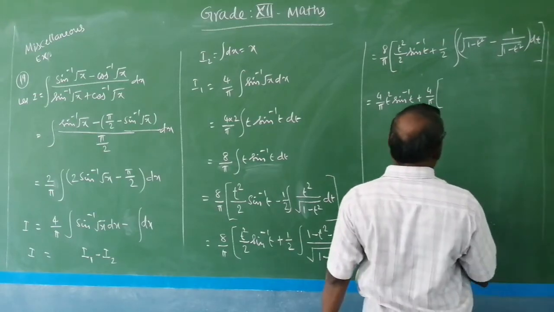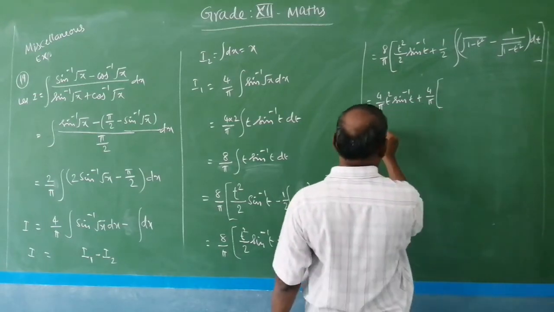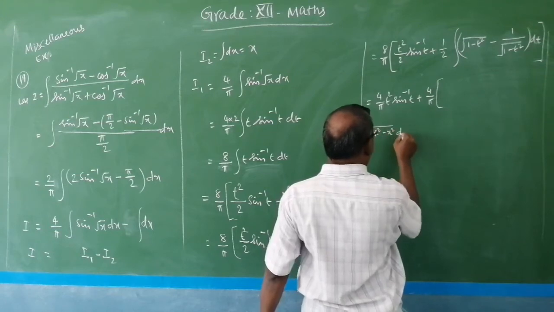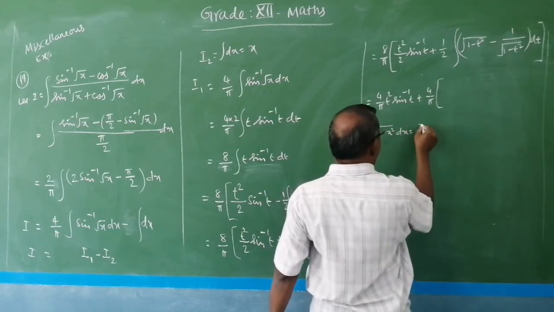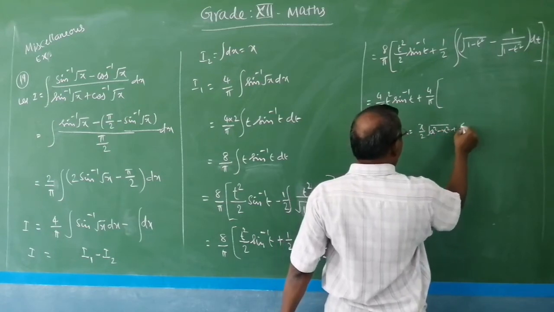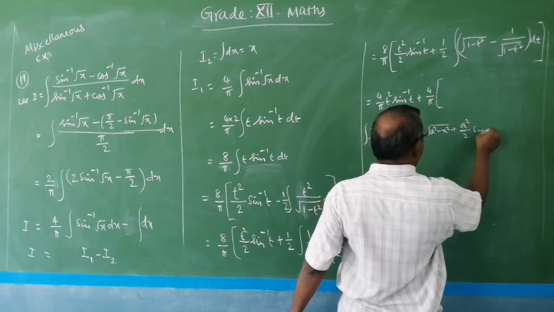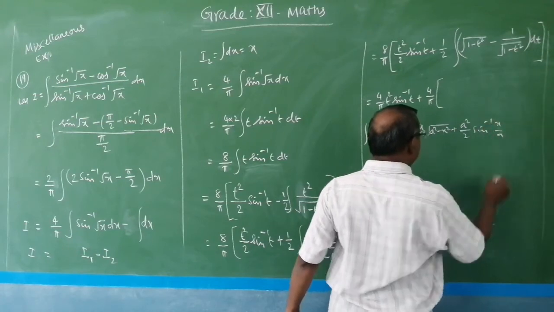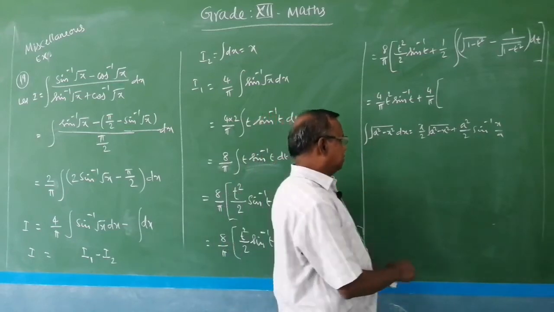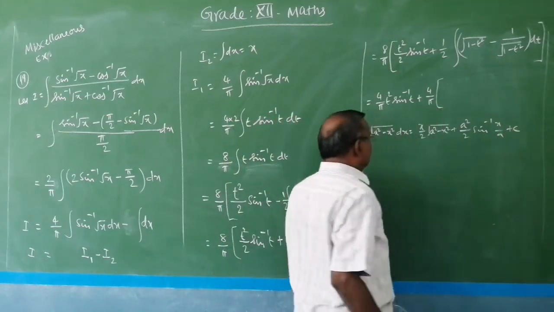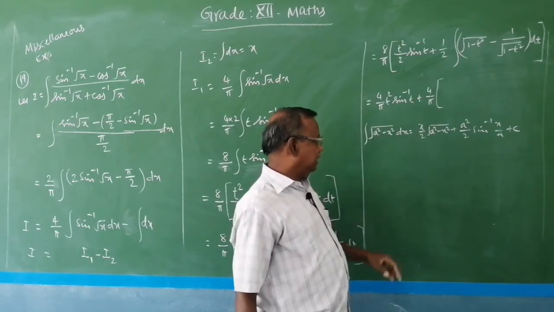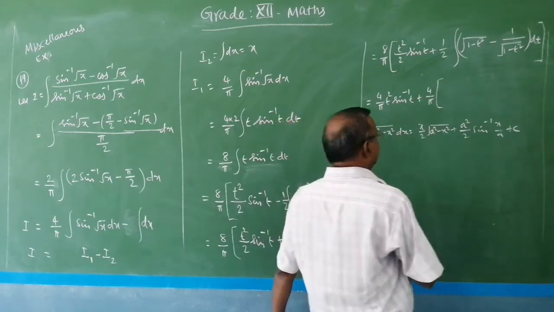So, root of 1 minus t square means, we can have a formula, that is integral root of a square minus x square into dx equal to x by 2 into root of a square minus x square plus a square by 2 into sin inverse of x by a. So, this is the formula. So, integral root of a square minus x square into dx equal to x by 2 into root of a square minus x square plus a square by 2 into sin inverse of x by a plus c.